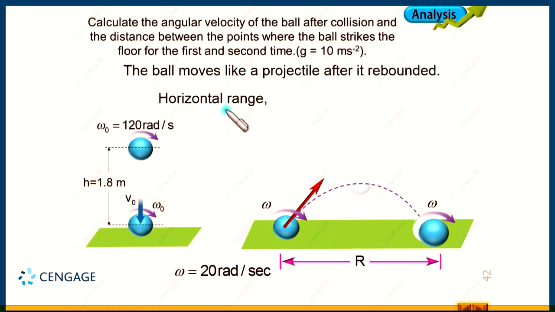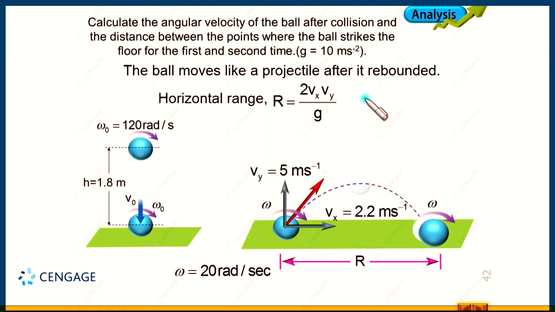So this is the angular velocity we have calculated. Let us write the horizontal range formula, that is R equal to 2 Vx Vy. These are the initial components of the velocity in the horizontal and vertical directions. We can substitute the values here and get the range. This will be 10 divided by 10, this will cancel. This is 2.2 meter. So the ball will strike again after moving 2.2 meter in the horizontal direction. So this is the required answer.